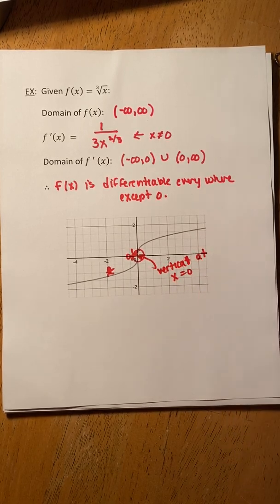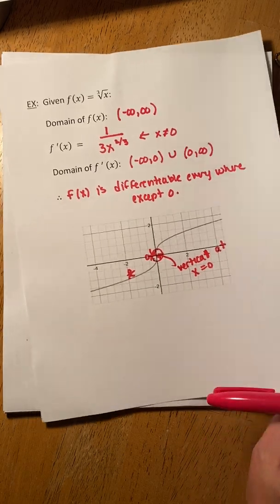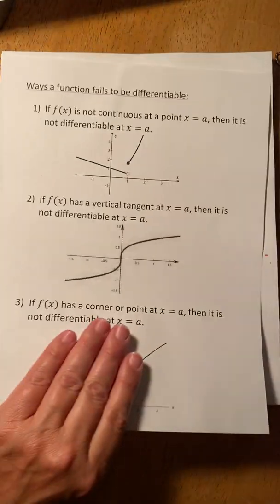So this is vertical at x equals 0. And remember, the derivative is the slope of the line tangent to the curve at that point, which is the same as the steepness of the curve at that point. So if the curve is vertical at that point, the tangent line is also vertical, and the slope of a vertical line is undefined. So how can a function fail to be differentiable?